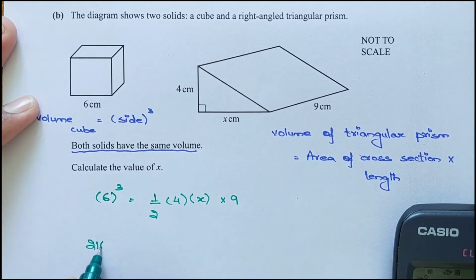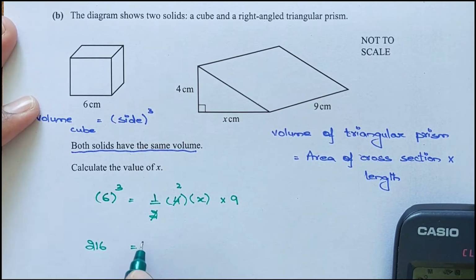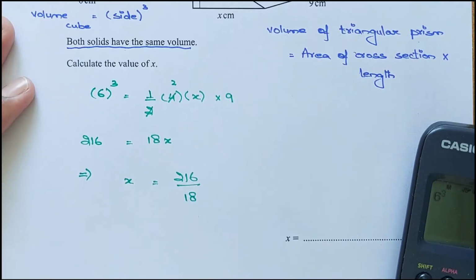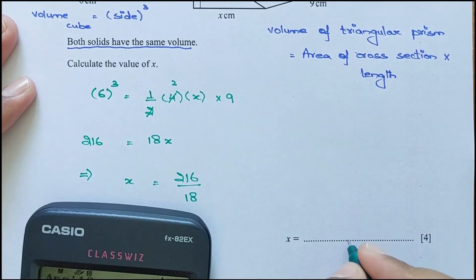216. This is equal to 2 times 1 is 2, 2 times 2 is 4, and 2 times 9 is 18x. And from here x is going to be 216 divided by 18. We are dividing by 18 on both sides to solve for x, which is 12. So x is equal to 12.